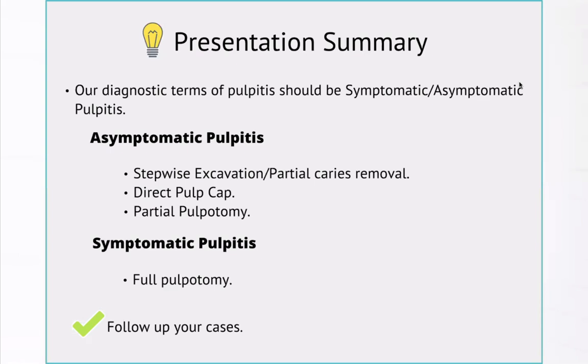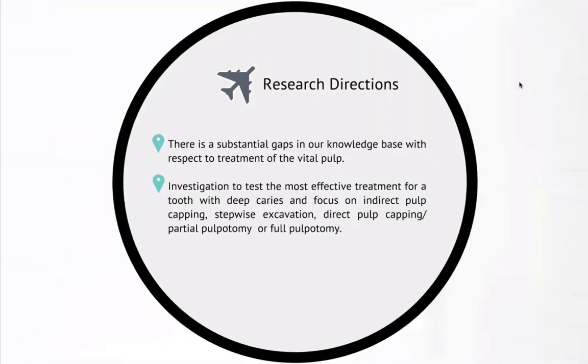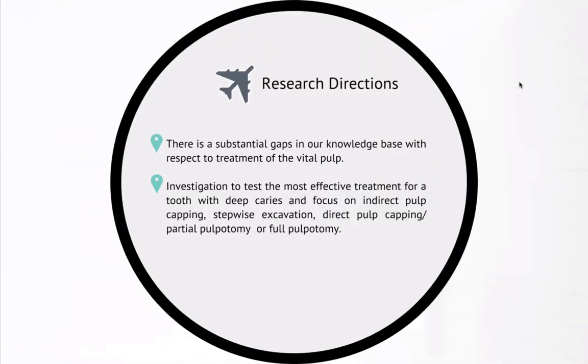And with that, before I thank you, let me just give you some research directions. I think there is a substantial gap in our knowledge base with respect to treatment of vital pulp. Investigations are needed to test the most effective treatment for a tooth with deep caries, focusing on indirect pulp cap, stepwise excavation, direct pulp capping, partial pulpotomy, or full pulpotomy.